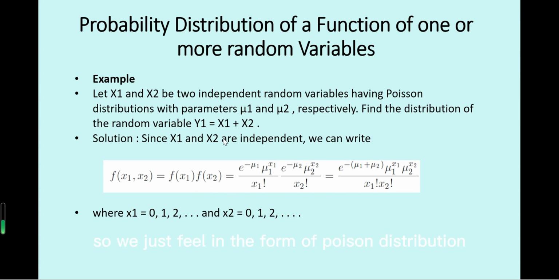So we just fill in the form of the Poisson distribution for these two parts, and the result is e to the power of minus (mu1 plus mu2), times mu1 to the power x1, mu2 to the power x2, then divided by x1 factorial times x2 factorial. And the available values for x1 are 0, 1, 2, 3, 4, and x2 is 0, 1, 2, 3, 4, and so on for all the discrete non-negative integers.